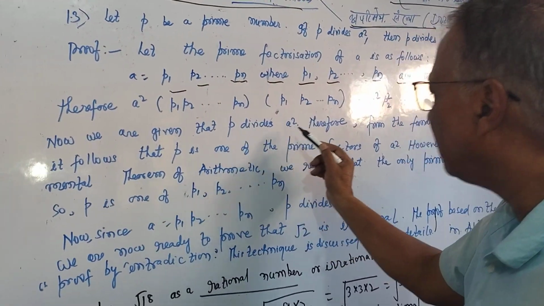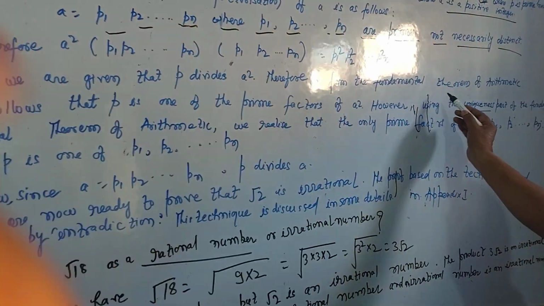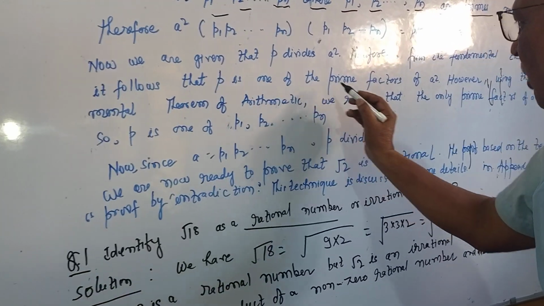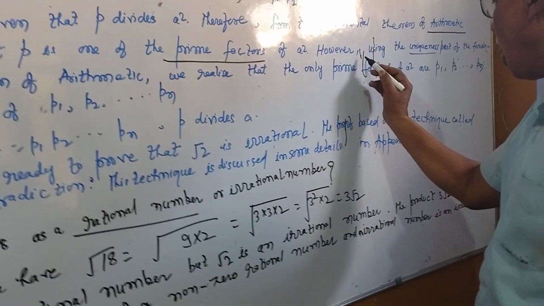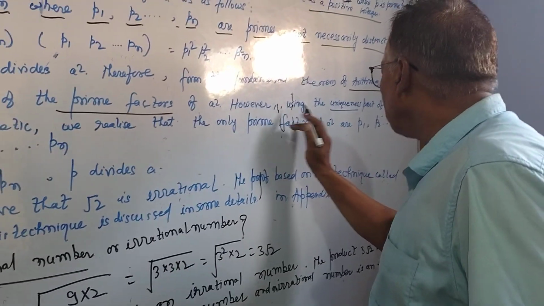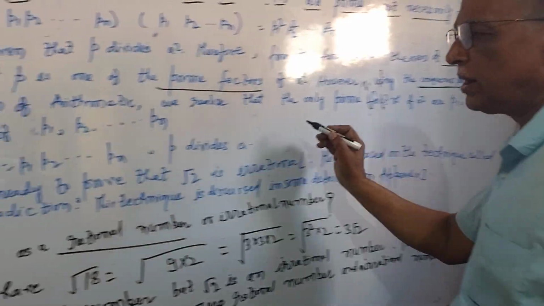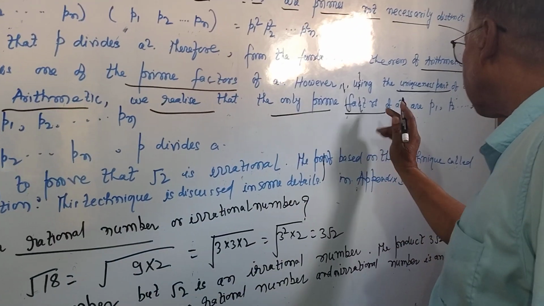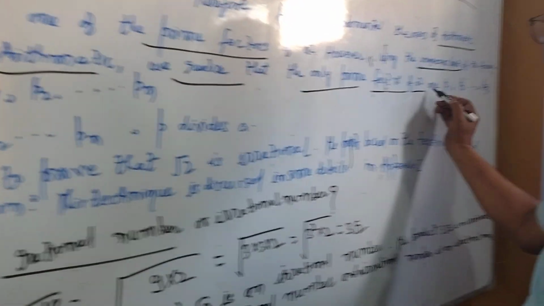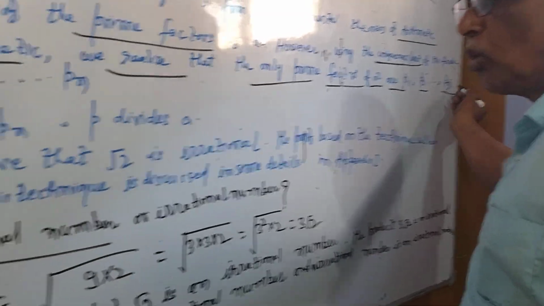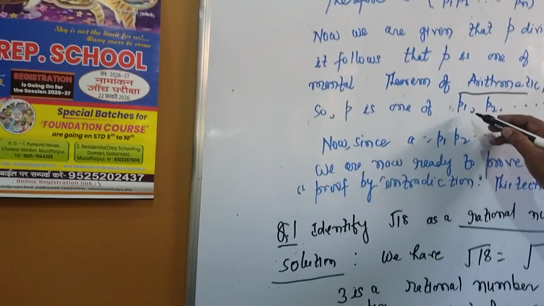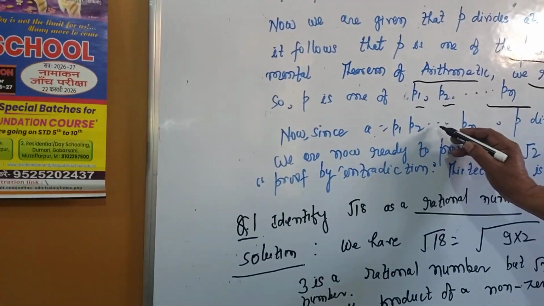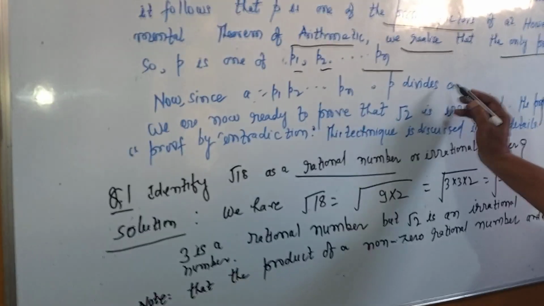Now we are given that p divides a square. Therefore, from the fundamental theorem of arithmetic, it follows that p is one of the prime factors of a square. However, using the uniqueness part of the fundamental theorem of arithmetic, we realize that the only prime factors of a square are p1, p2, so on pn. So p is one of p1, p2, so on pn. Now, since a is equal to p1 into p2, so on pn, p divides a.